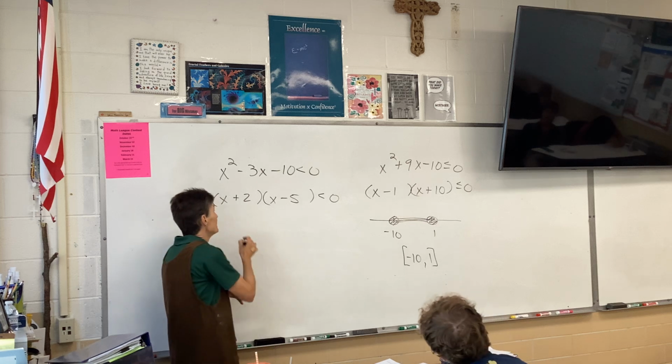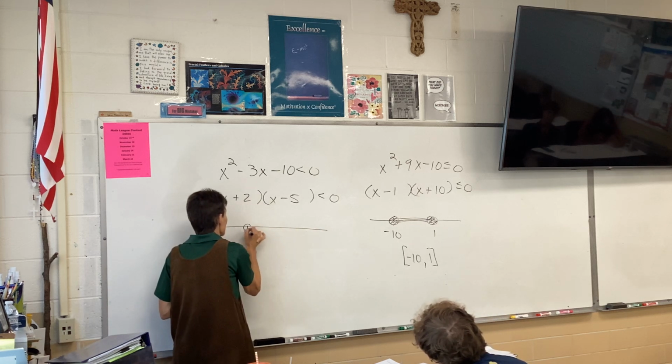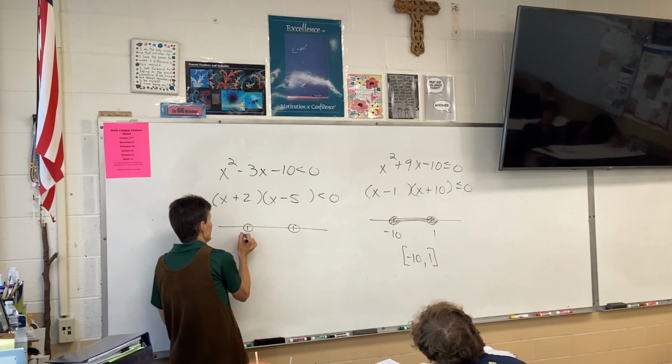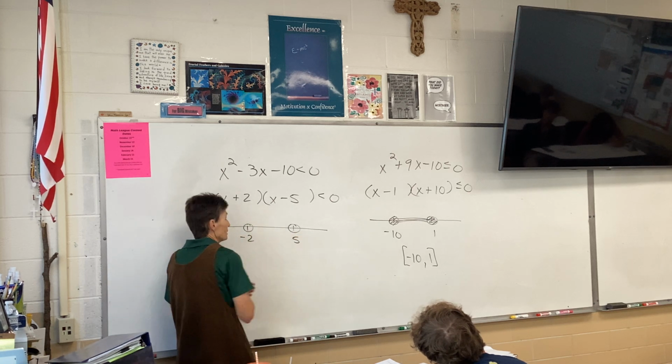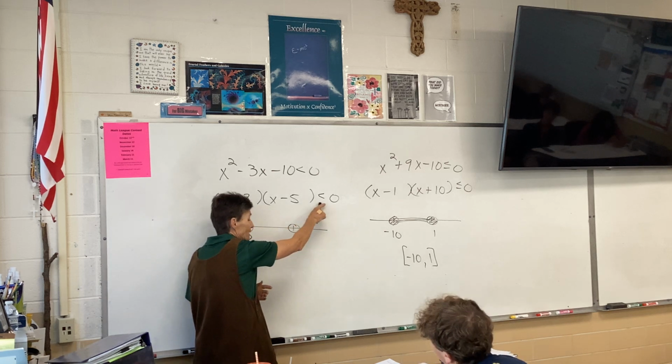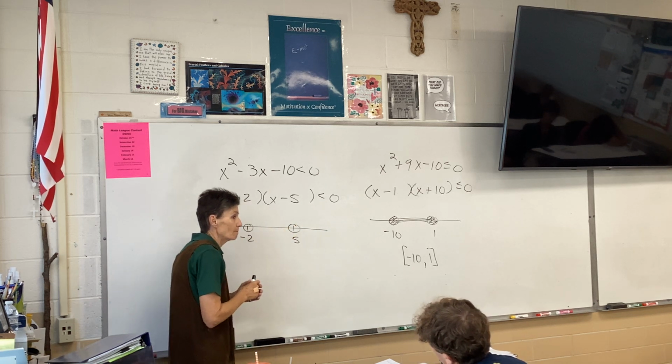Good? Number line, where do the dots go on the number line? -2 and +5? Yes. We're gonna leave them open, the open dots.